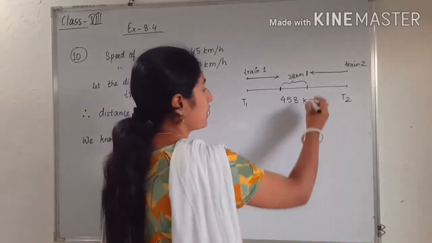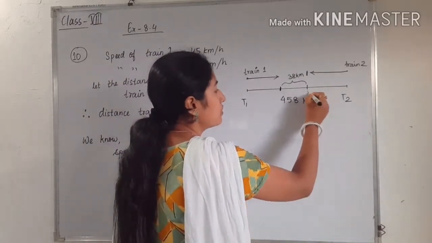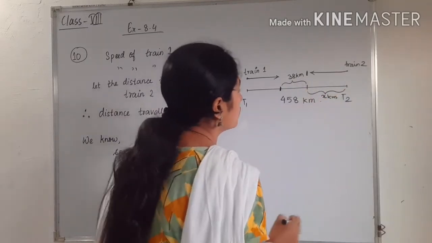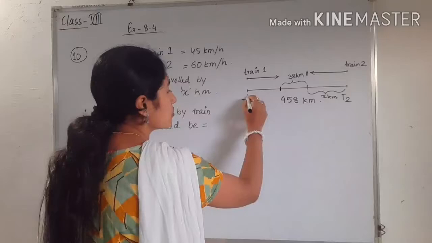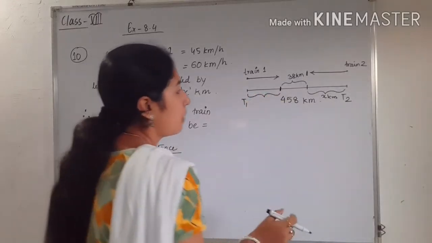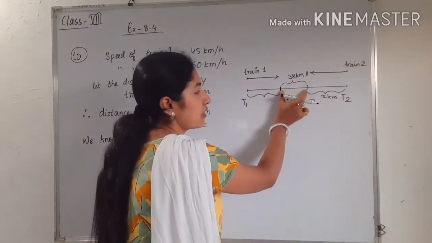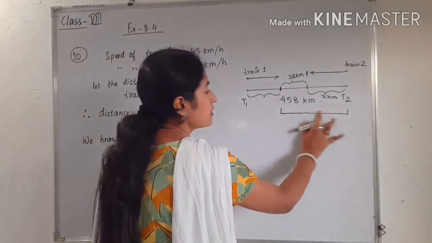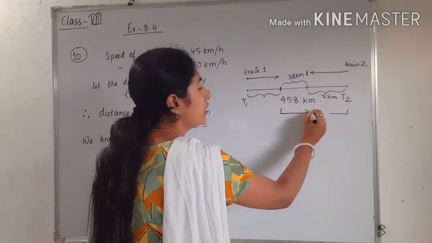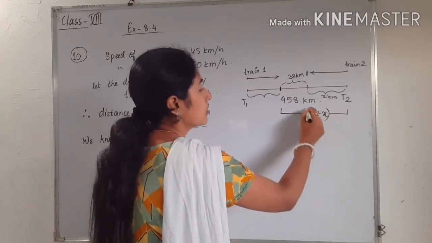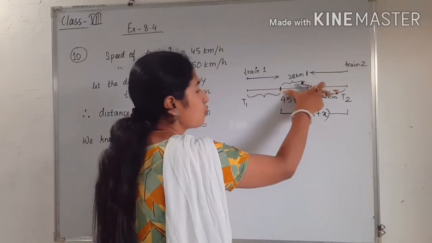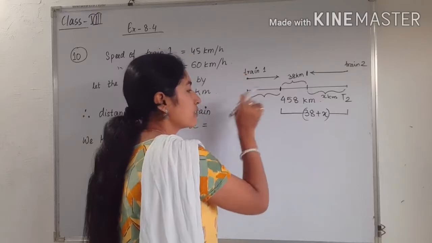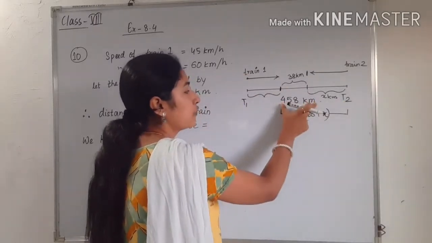So this distance I am taking as x kilometer, from this to this. Okay, this is x kilometer. So see, if you want to find this distance you can easily find, because see, up to this much distance is 38. This is x. So this whole distance will be how much? Yes, this whole distance will be 38 plus x. See, this is 38, this is x. That means the total distance is 38 plus x. So, and the whole distance from T1 to T2 is 458 km.